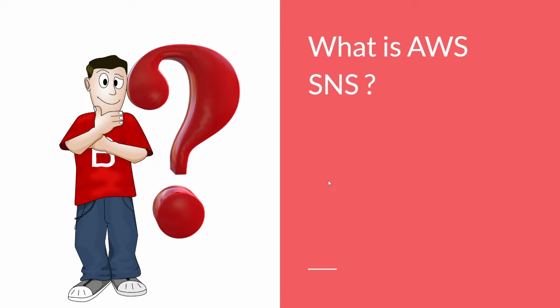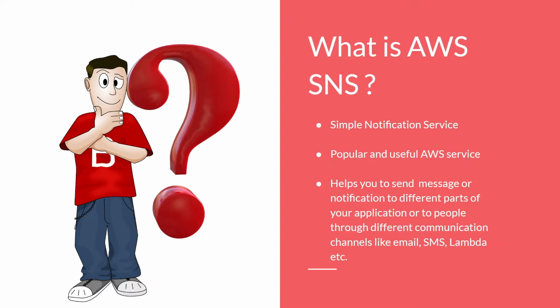AWS SNS stands for Simple Notification Service. It is one of the popular and useful AWS services. This service mainly helps you to send messages or notifications to different parts of your application, or also to people through different communication channels like email, SMS, Lambda, etc.